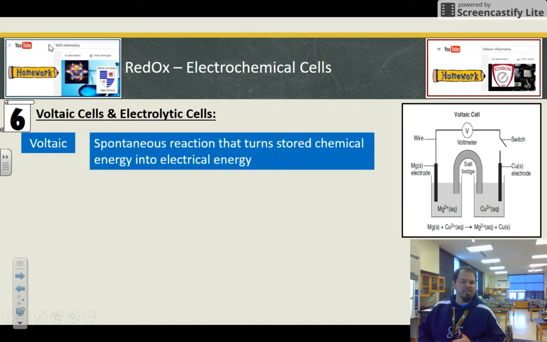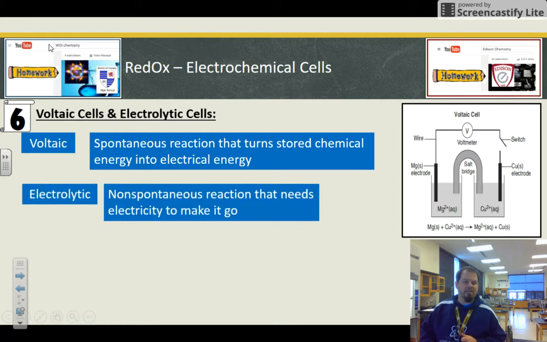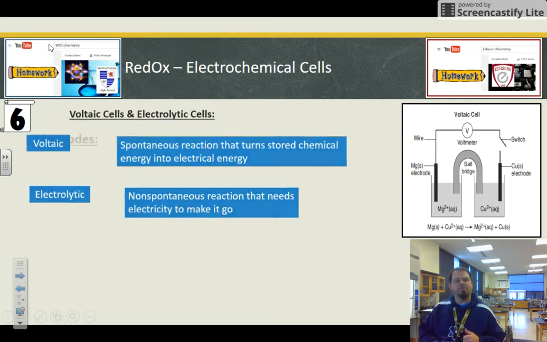Okay, voltaic is a spontaneous reaction that turns stored chemical energy into electrical energy. An electrolytic is a non-spontaneous reaction that needs electricity to make it go. This is really the difference. So voltaics go spontaneously. Electrolytics need electricity. You can electroplate with that stuff, which is fun.